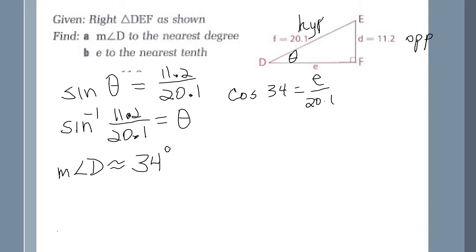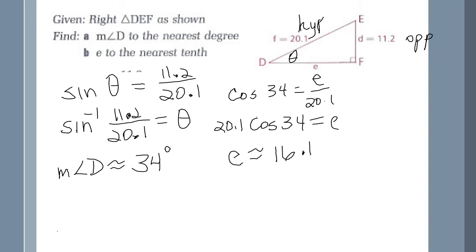And so the cosine of 34, we can take this and multiply each side by 20.1. So 20.1 cosine of 34 is equal to E. So let's see what we get with this. 20.1 times the cosine of 34, and I hit enter and I get 16.6637. So it's going to be 16.7. So it is 16.7.